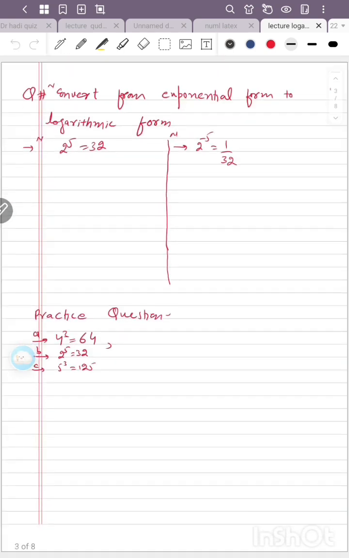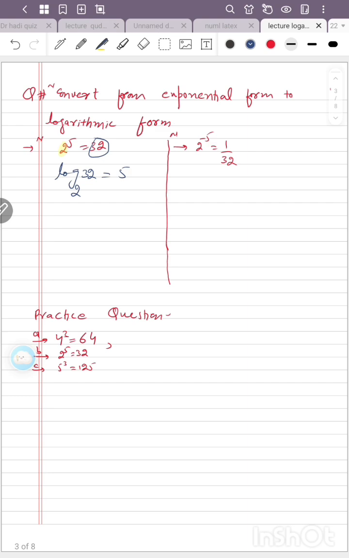Now moving forward: 2 power 5 equal to 32. We have to convert it into the log form. How do we convert 2 power 5 equal to 32? First of all, you have to identify what is your power and what is your base. Look here, this one is your base, so we write log of 2. Power is 5, and this 32 is your argument. You can write it in this form.